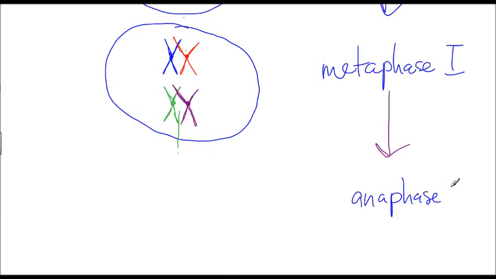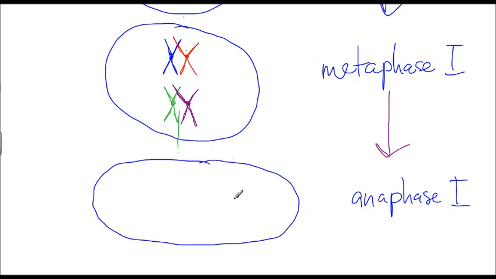And it's anaphase 1, right? Because we're in the first stage of meiosis. And what happens in this phase of anaphase is that the spindle fibers are going to start to pull apart these homologous pairs of chromosomes, right? So watch what happens here.